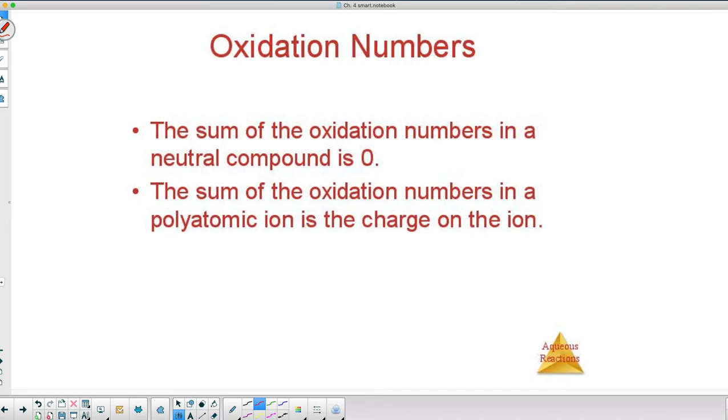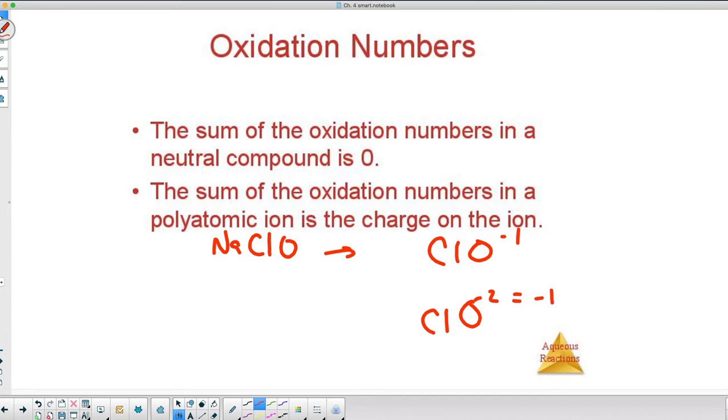So let me go back to the situation we had before with sodium hypochlorite, and we just take a look at hypochlorite itself, which is ClO with a -1 charge. When I break this down, oxygen is always a -2. The oxygen plus the chlorine is going to equal a -1.